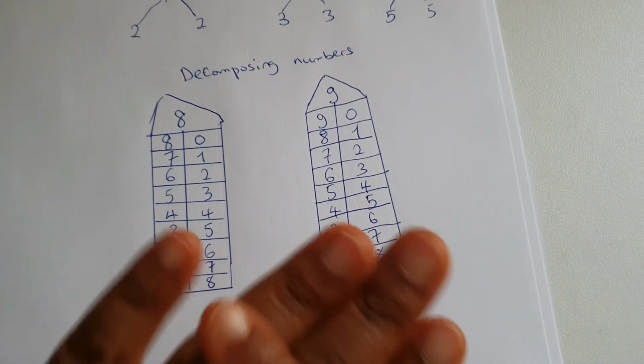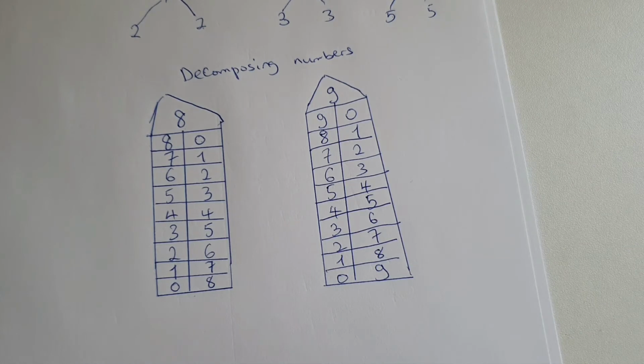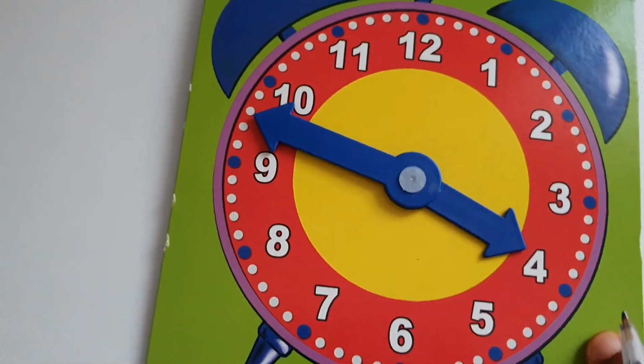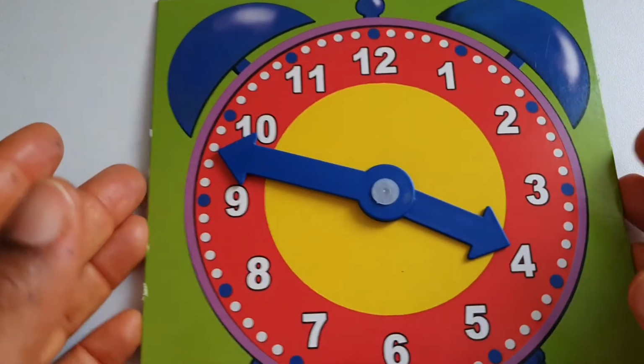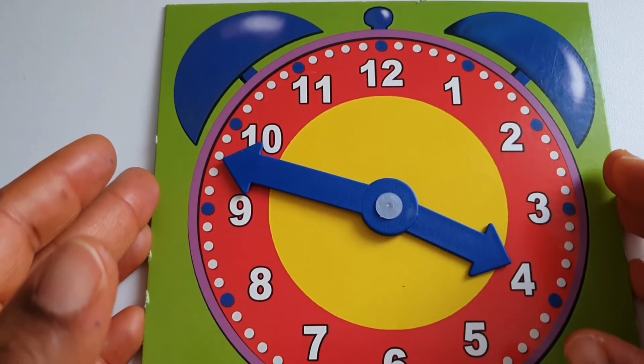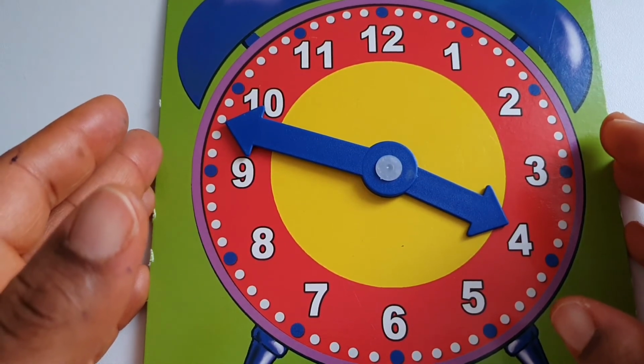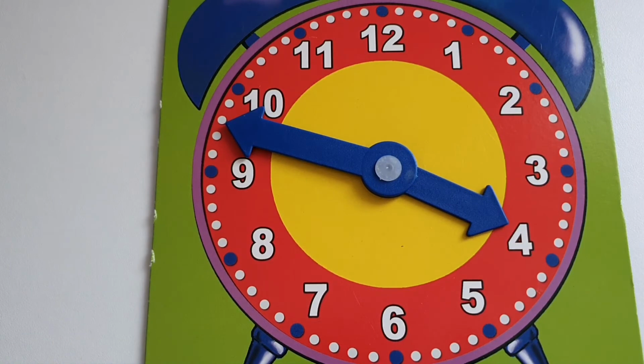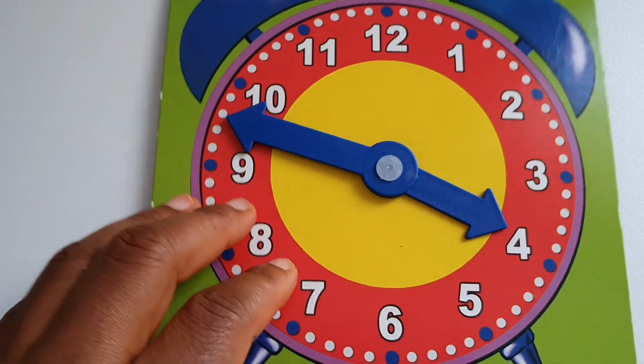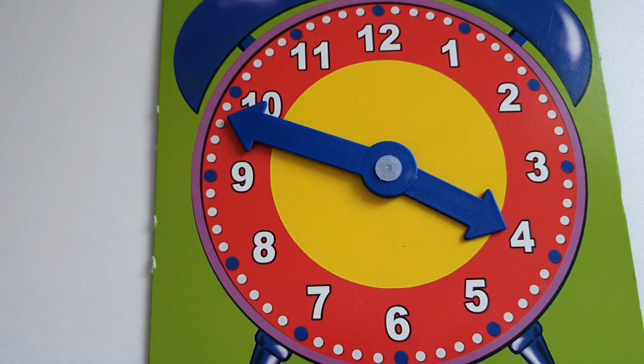So this is all about composing numbers and decomposing numbers. Okay, now we will look at the time. Here is our clock. Okay, let me show you, so it's good now like this, so that we always see the minutes and the hour. Okay, so here we have two things here. The long one is the minute hand.